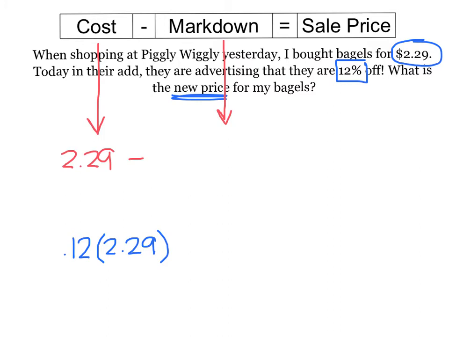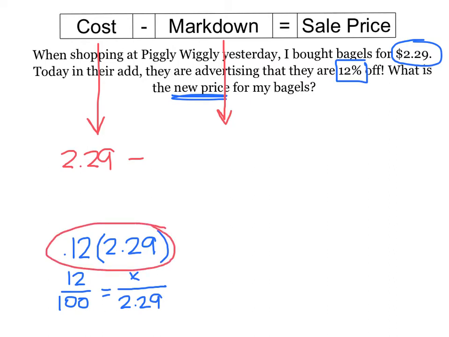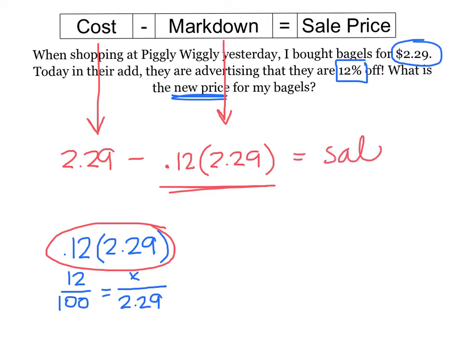You can also do it as a proportion, which would be our percent proportion, 12 over 100 equals our unknown cost over $2.29. What I like to do, though, is write it as an equation and plug that right into my markdown. So, for markdown, I would put in 12% or 12 hundredths times my initial price of $2.29. This right here describes how much of my bagel price will be taken off. And that equals our sale price, which is what we're trying to find.